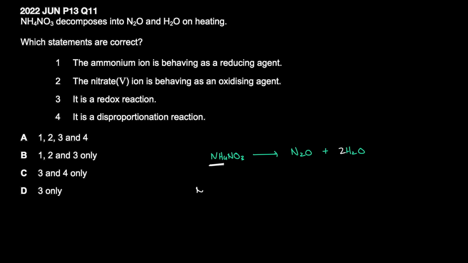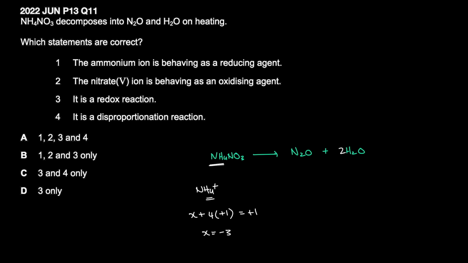So if you think about the ammonium ion, NH4 plus, we know hydrogen is going to be plus 1, and we have 4 hydrogen atoms, so that's 4 times plus 1. We have 1 nitrogen atom, let's call that X, and the overall oxidation number is plus 1 because that's the charge on the ion. So we get the oxidation number of nitrogen as negative 3, from plus 1 minus 4.